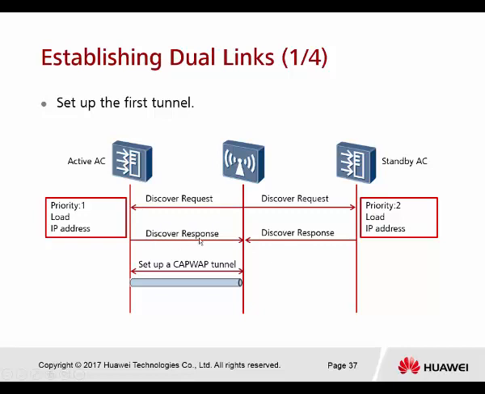This discover response is delivered with a priority. It's the same for the AC right here, AC number 2. It will also send it. So for this priority inside the controller, the smaller the priority value, the higher the preference. So now the AP compares these two. AC number 1, priority 1. AC number 2, priority number 2. So after comparing, the AP is going to choose the first controller, because this is priority number 1. It has a higher preference than AC number 2. So the AP is going to form a CAPWAP tunnel with the first AC.